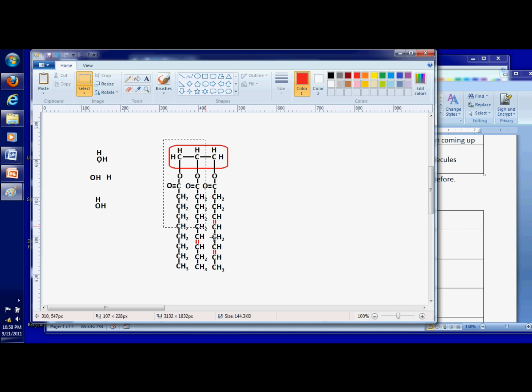So here's a triglyceride, a glycerol head, a bunch of C's and H's, and 3 fatty acid tails. This one is saturated here on the left. The one in the middle here is unsaturated. And the one on the right is polyunsaturated because it has 2 or more double bonds, in this case 2.